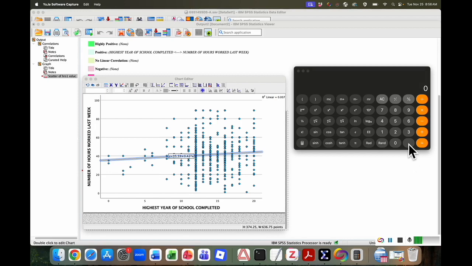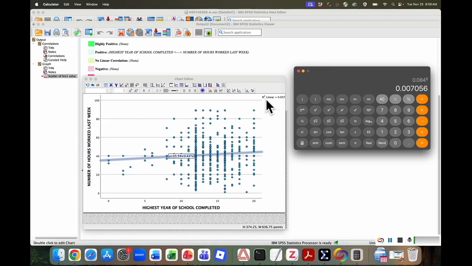We're going to calculate the square of 0.084. And there's the square equals, and we see that is 0.007, and that matches here. So the Pearson's R correlation squared is the R squared, indicating that 0.7% of the variation in the number of hours worked last week can be explained by the highest year of school completed.